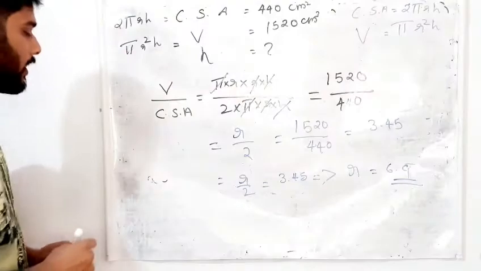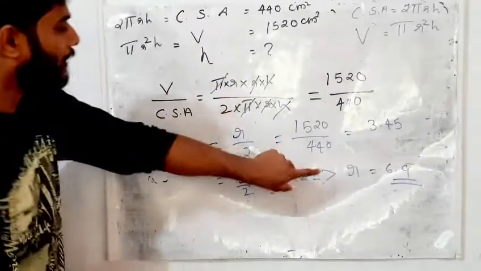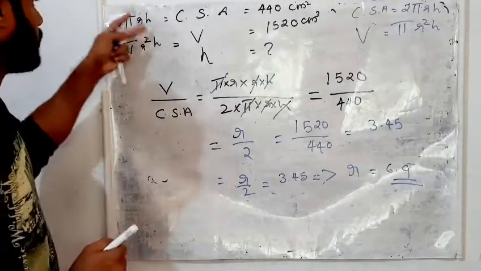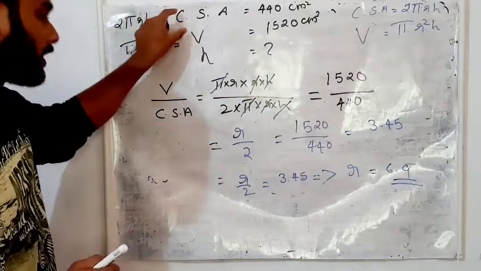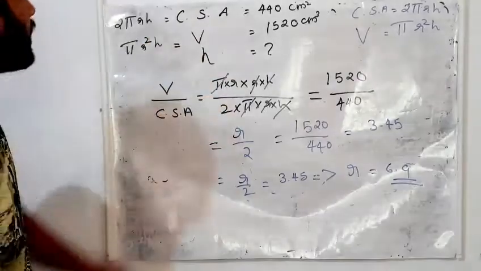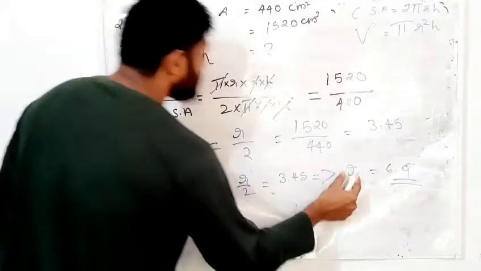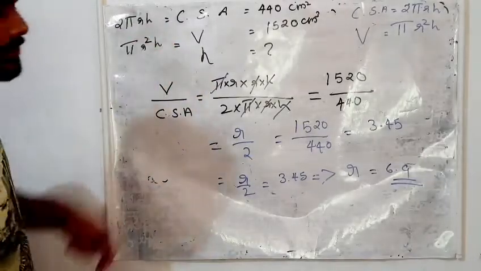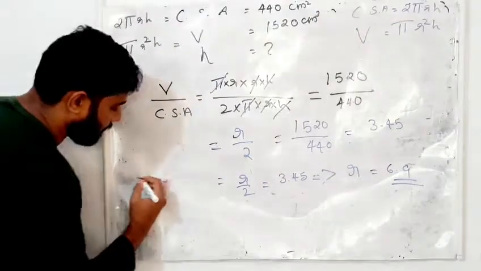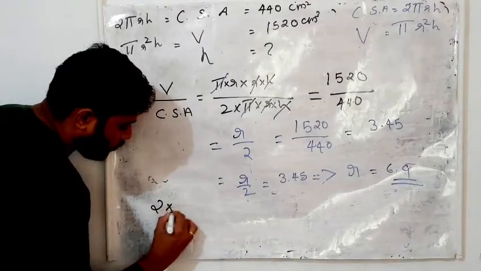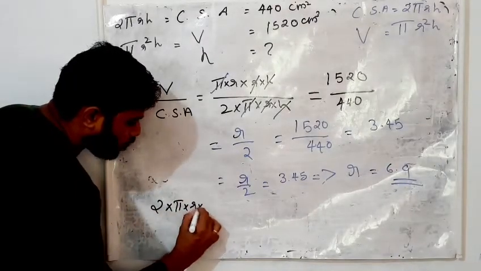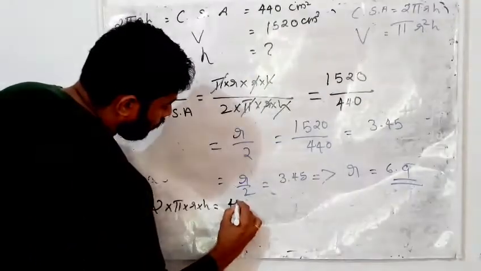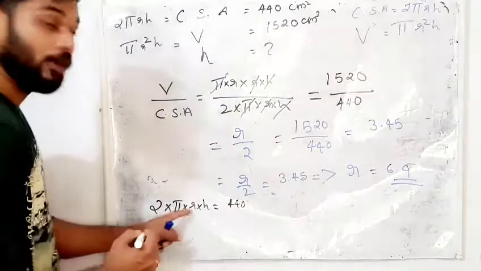6.9 is the radius. Now we can apply the value of radius into any two things. Here, curve surface area and volume are there. We can apply the value of radius in curve surface area or volume. So we are selecting curve surface area here. Curve surface area means 2 into pi into r into h, which is equal to 440. Clear? Now we know the value of r.